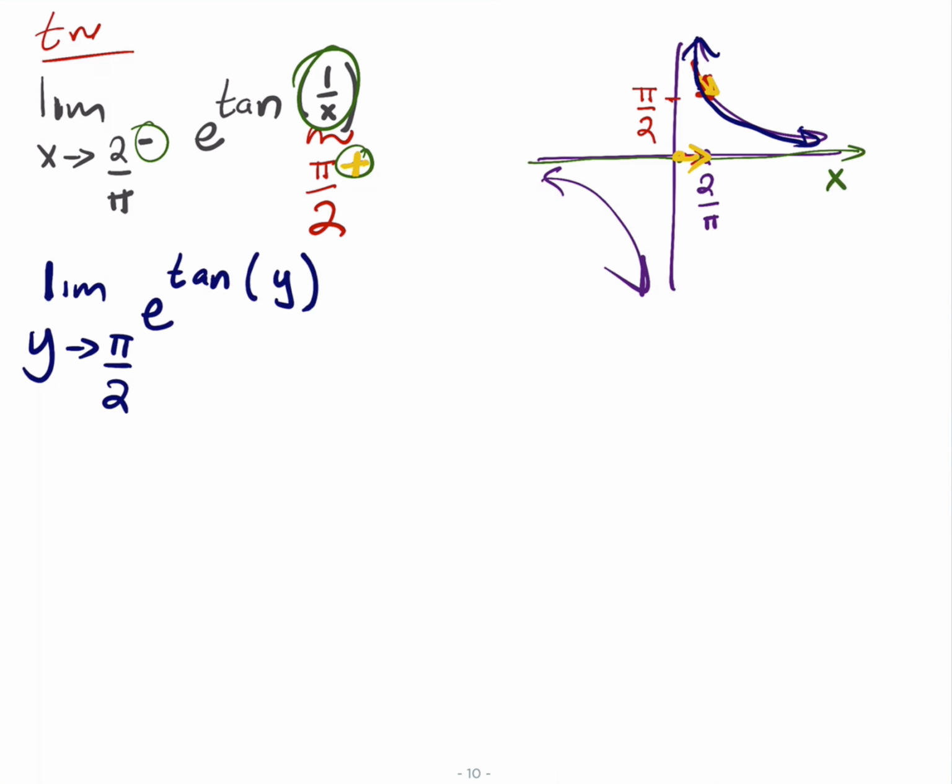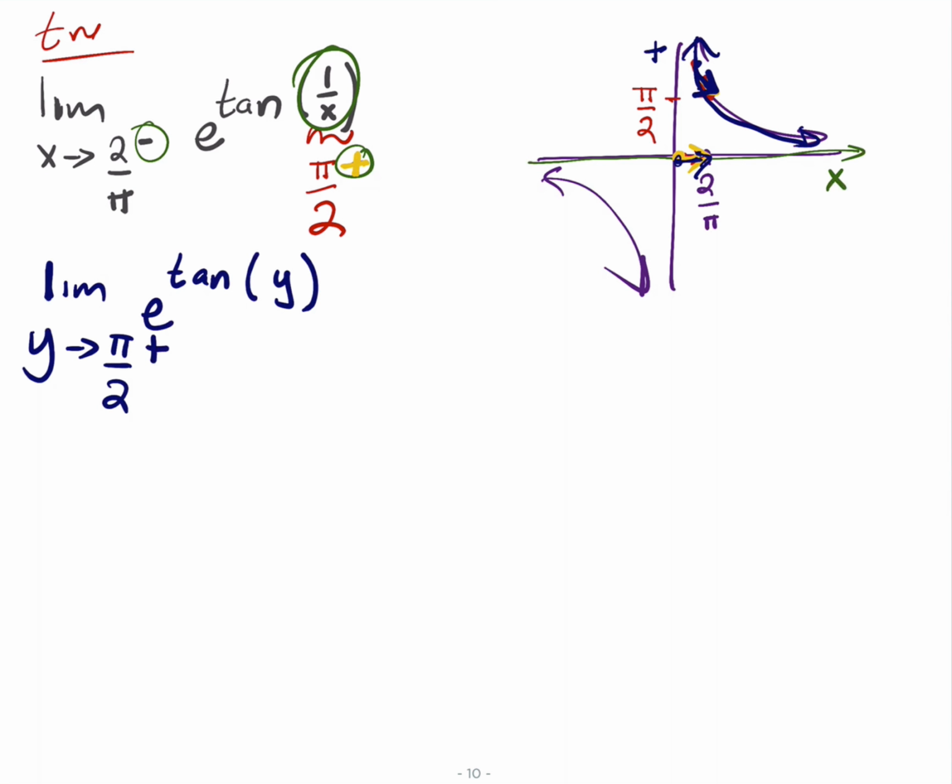And then as x approaches 2 over pi from the negative direction, y is approaching pi over 2 from the positive direction, right? Because on the y-axis, the positive numbers are on top, negatives on the bottom. So larger numbers above, smaller numbers on the bottom. So this should be as y approaches pi over 2 from the positive direction. So you don't just instinctively put the same sign in that the previous one had. When you do the substitution, you have to think it through and make sure you understand what direction you're coming from.